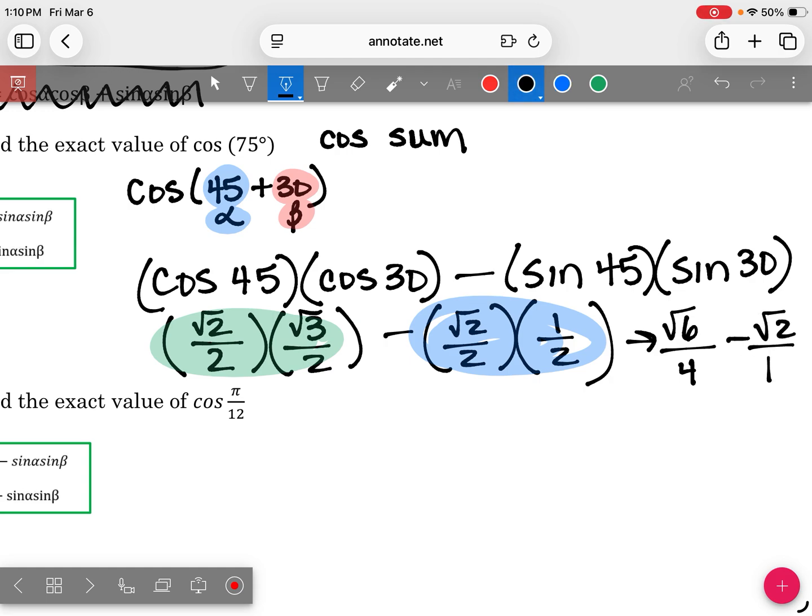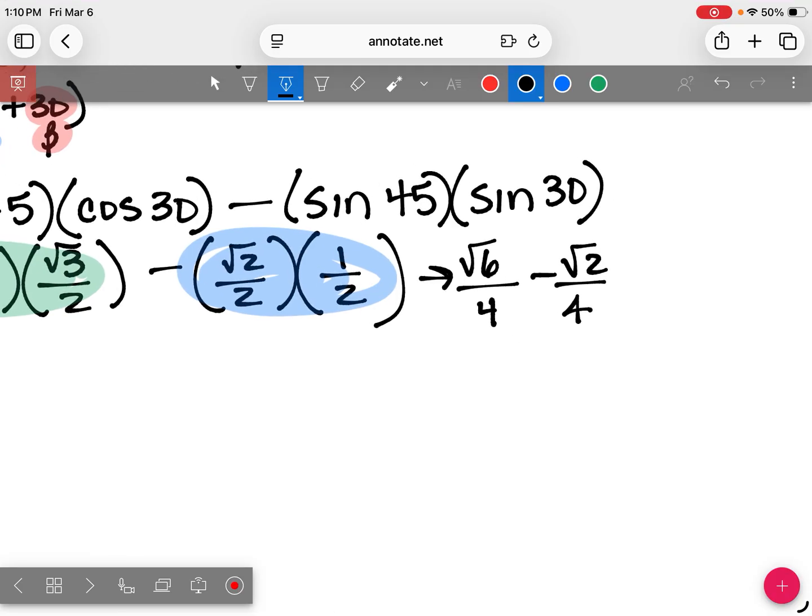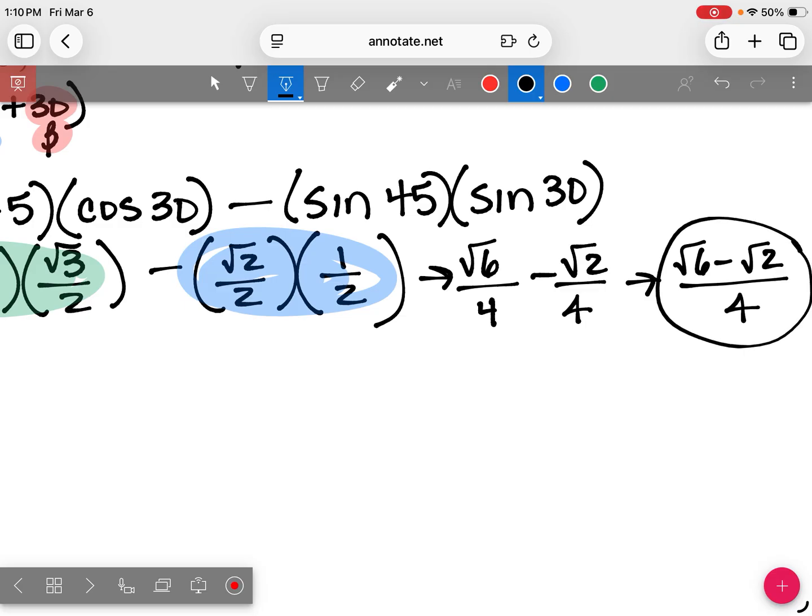over 4. Now we have a common denominator, but you cannot subtract radicals if they're not the same. So this does not give you root 4. They cannot be combined. They're not like terms. So it's going to stay root 6 minus root 2 all over 4. And that would be your final answer.